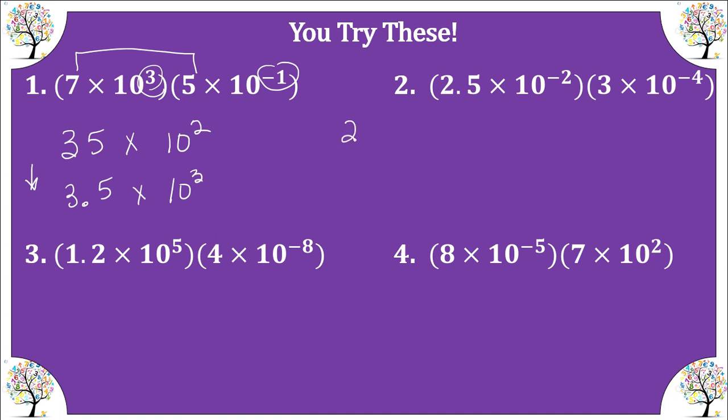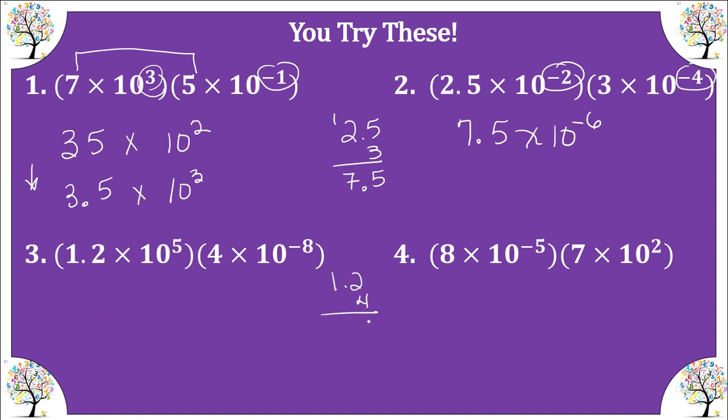Number 2, we have 2.5 times 3, 15. 6 plus 1 is 7, so we get 7.5 times 10. We're going to add exponents using our product rule. 7.5 is between 1 and 10, so we're good to go. Number 3, we have 1.2 times 4. 4 times 2 is 8. 4 times 1 is 4, so we get 4.8 times 10.